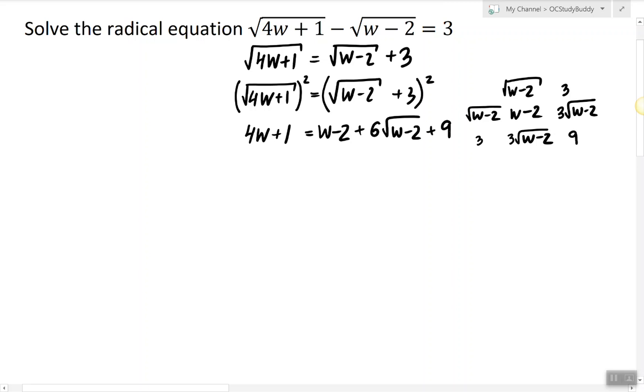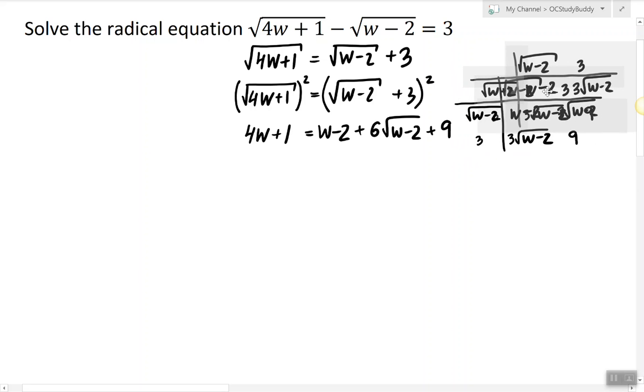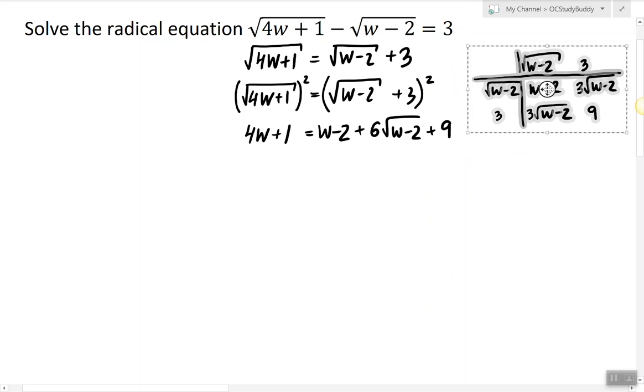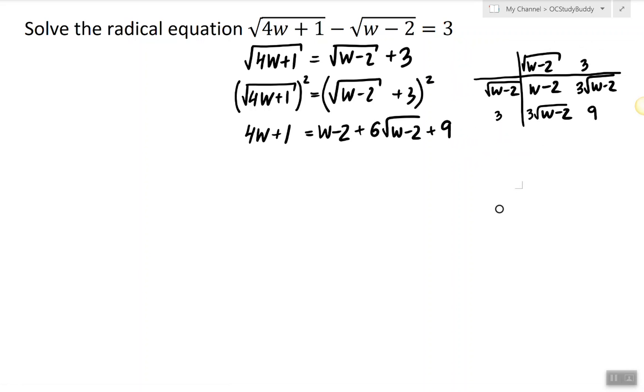As a result, we got another equation, which happened to be radical again. And how do we solve radical equations? We isolate a radical expression and then we raise both sides to the appropriate power. So in this case, I'm going to isolate this radical expression. To do so, I have to subtract w, add 2, and subtract 9 from both sides.